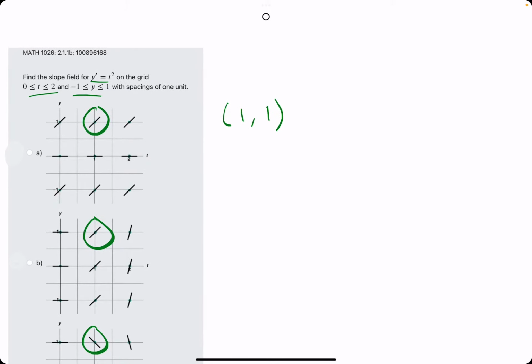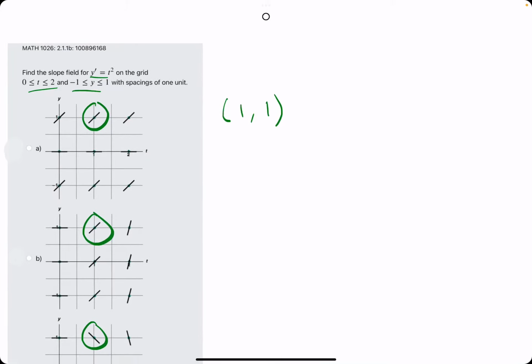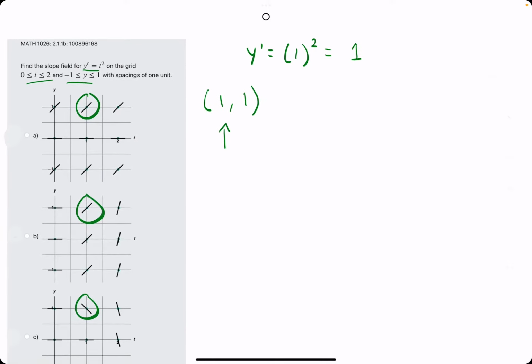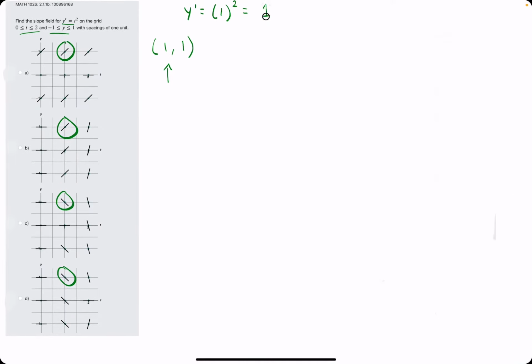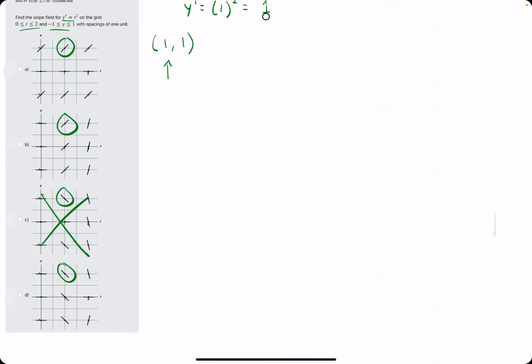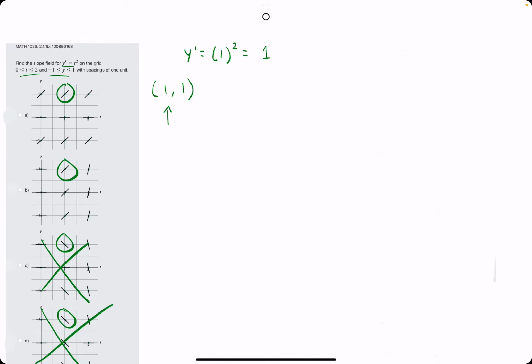So what can we do? Let's plug this ordered pair into y prime and see what the output is. If we plug our t value into t squared, that would be 1, and we get a y prime value of positive 1. So right away, it's telling us that any time the t value is 1, the y prime, the slope value, should also be a positive 1. So that means we can eliminate any that have negatives at t equals 1.